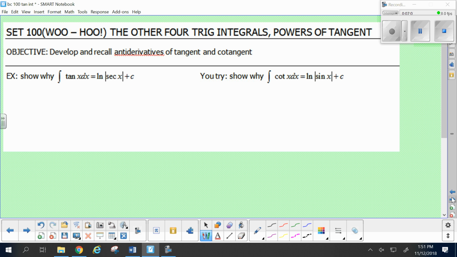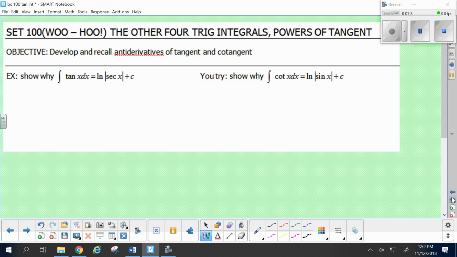Who leads with 1 over anything on that answer? Let's try again. The antiderivative of sine is negative cosine. There's definitely not any 1 over anything in that. And the antiderivative of cosine is sine. By the end of this lesson, you should know the other 4 antiderivatives: tangent, cotangent, secant, and cosecant.